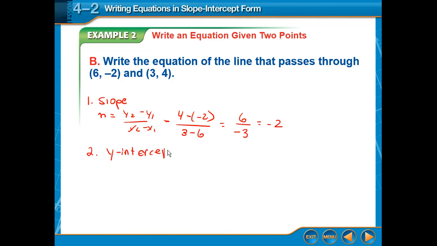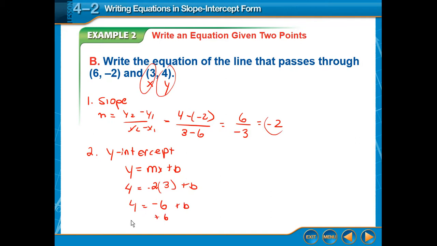And to do that, I'm using y equals mx plus b. I can choose either point. I'm going to use this one just for fun. So 4 for y, because y is 4. M, we just said, was -2. X is 3. And I'm trying to find b. So 4 equals -6 plus b. I add 6 to both sides, and I get 10 equals b.